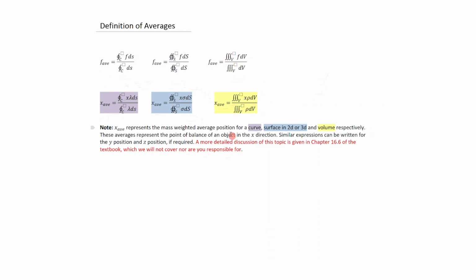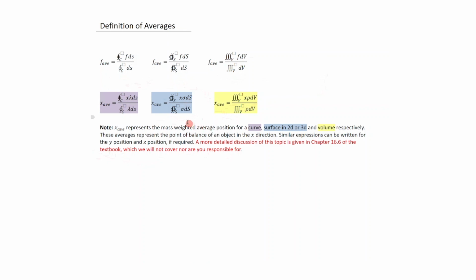Now, you can also do the same computation for the y and z components if necessary. If it's a two-dimensional object, then you'd also have an expression for y here. If it's a three-dimensional object, you would have expressions for y and z as well. So there'll be an x average, a y average, and a z average.